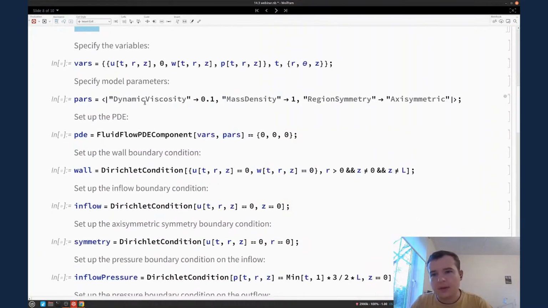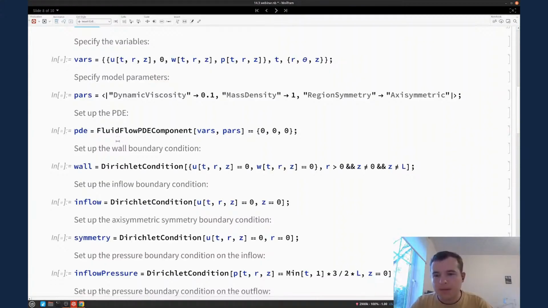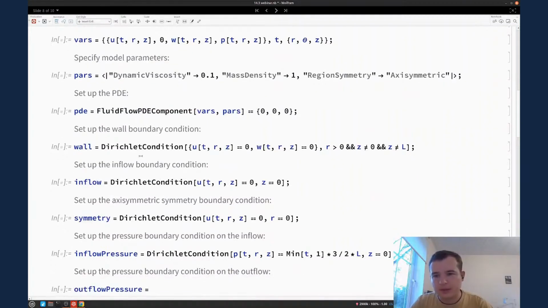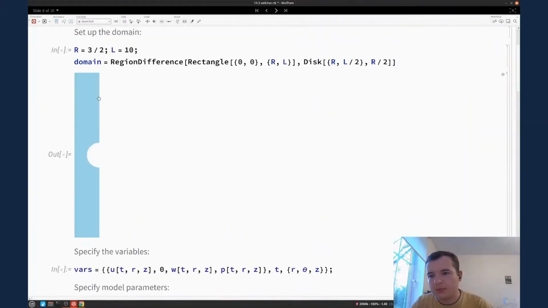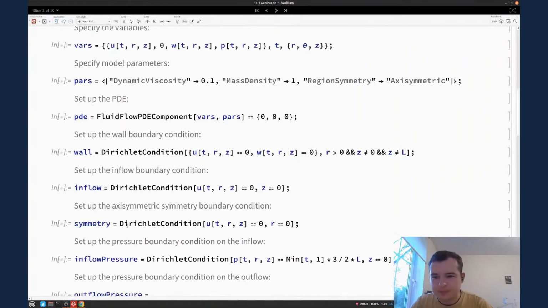Once again, we specify the model parameters, where we have this important region symmetry set to axisymmetric, and now we have the boundary conditions, and we use the fluid flow PDE component to generate the equations. So the first boundary condition that we have is once again the no-slip boundary condition here on the wall. So we assume that the velocity is equal to 0 at this part of the boundary.